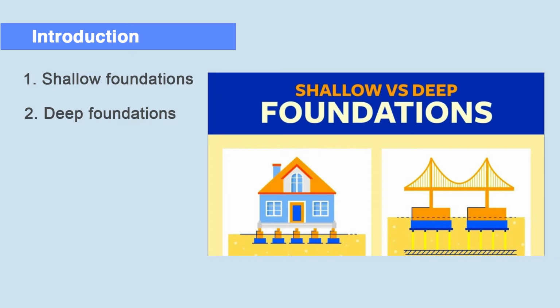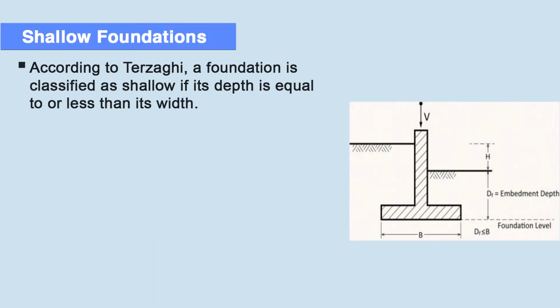Foundations are a critical component in any construction project, serving as the structural base that transfers the load of a building to the ground. Broadly, foundations can be classified into two primary types. First is shallow foundations, second is deep foundations. So, what are shallow foundations? According to Terzaghi, a foundation is classified as shallow if its depth is equal to or less than its width.